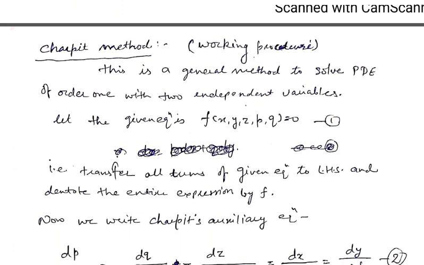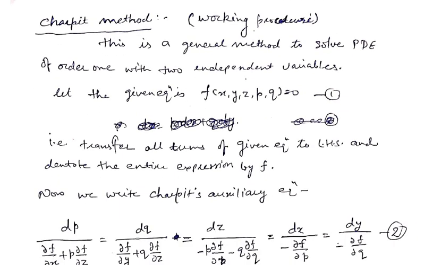Now let's discuss Charpit's method. This method is used to solve a partial differential equation containing two independent variables. Here we look at how we use Charpit's method and solve a nonlinear partial differential equation of order 1. This is a general method to solve partial differential equations of order 1 with two independent variables. If there are more than two independent variables, Charpit's method will not work there. So let's suppose we have a partial differential equation of order 1, f of x, y, z, p and q equals 0.